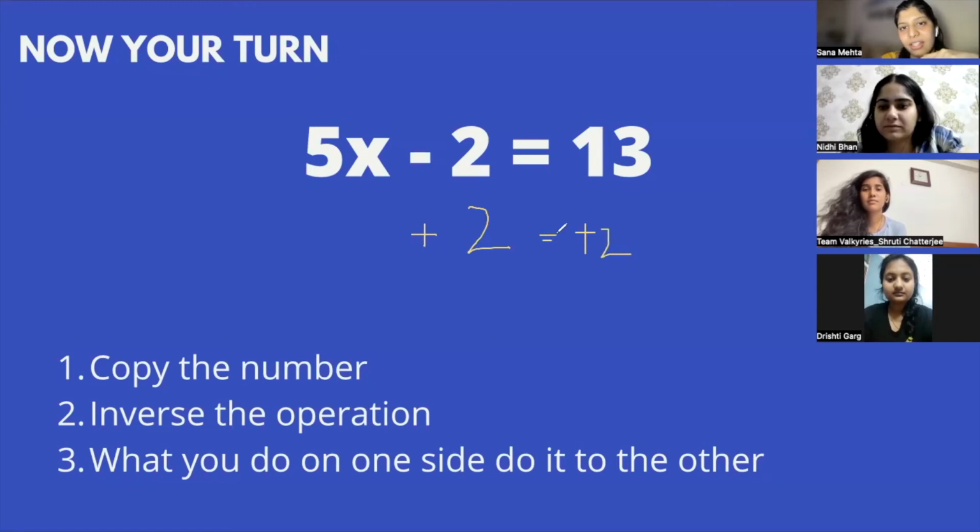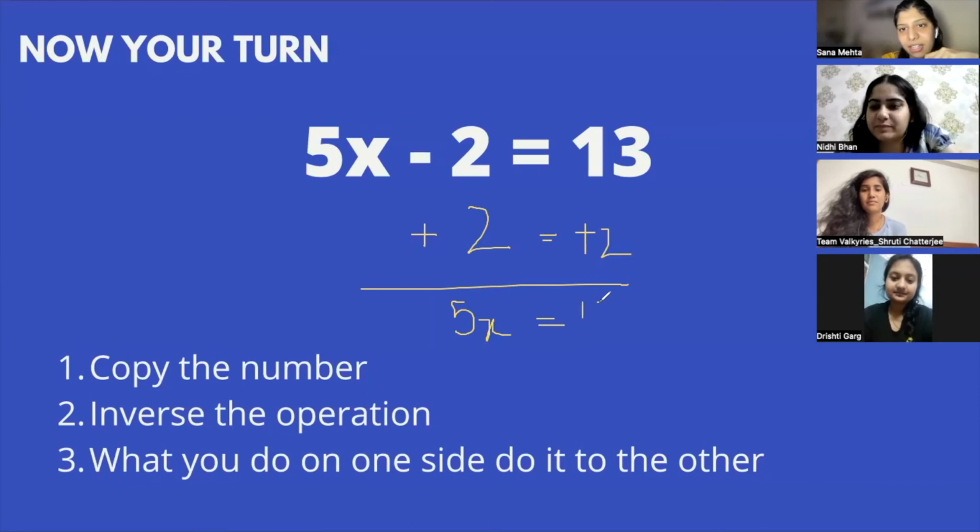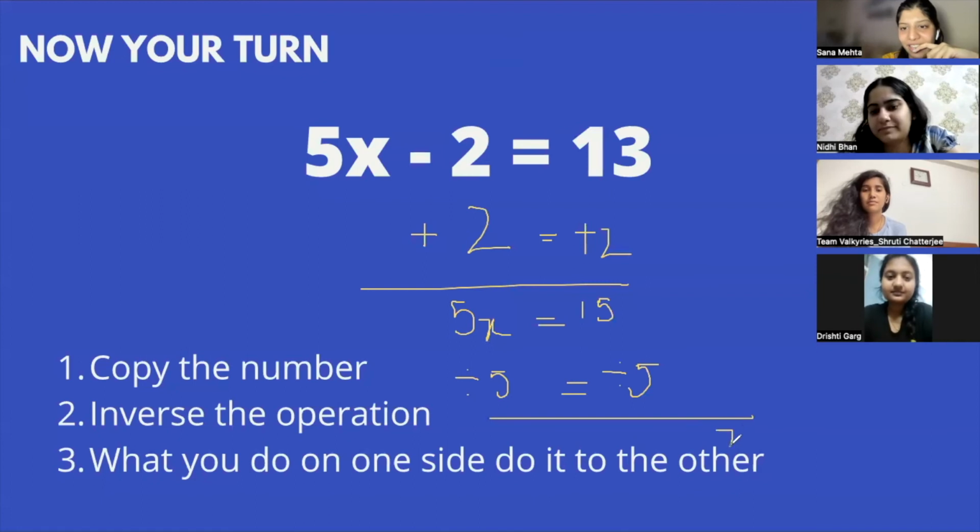And then what do we get by adding 2? We get 5x is equal to how much? 15. Exactly. And then we repeat it again. What do we do when we repeat it? This time, we'll divide both sides by 5. Exactly, you're correct. We divide by 5. And then what's the final answer? x is equal to 3. Yeah, correct. Amazing. You did a perfectly good job. We get x is equal to 3.